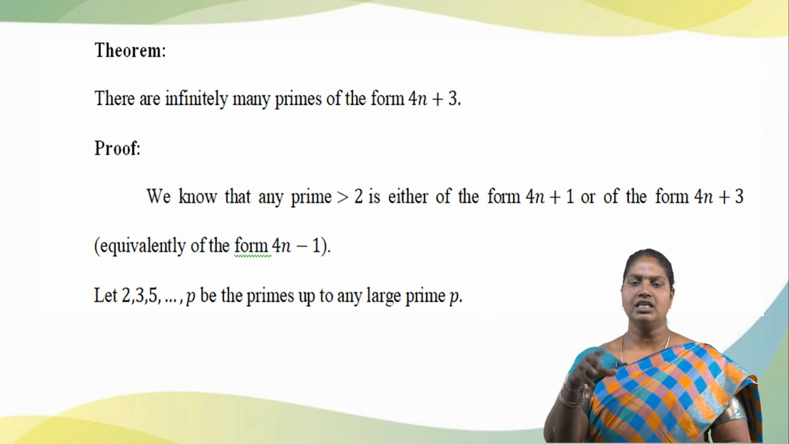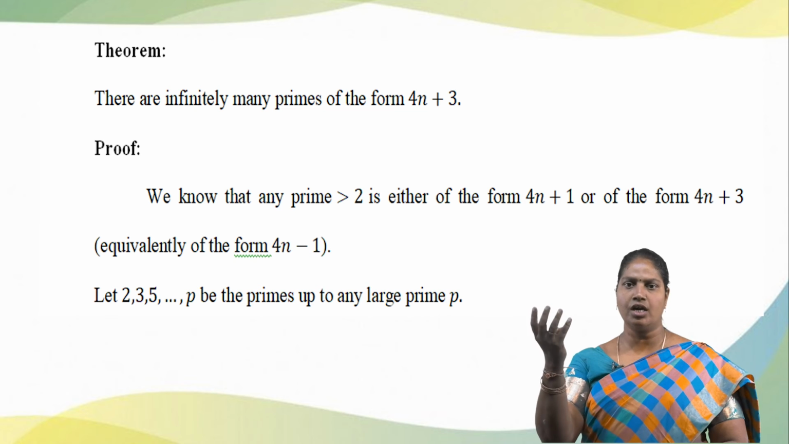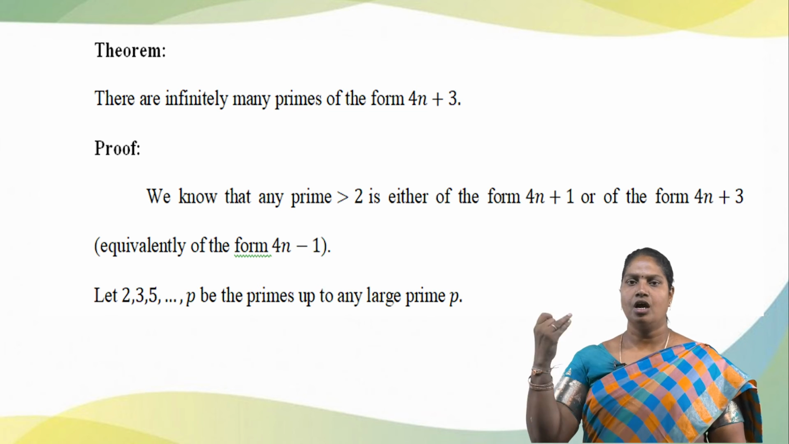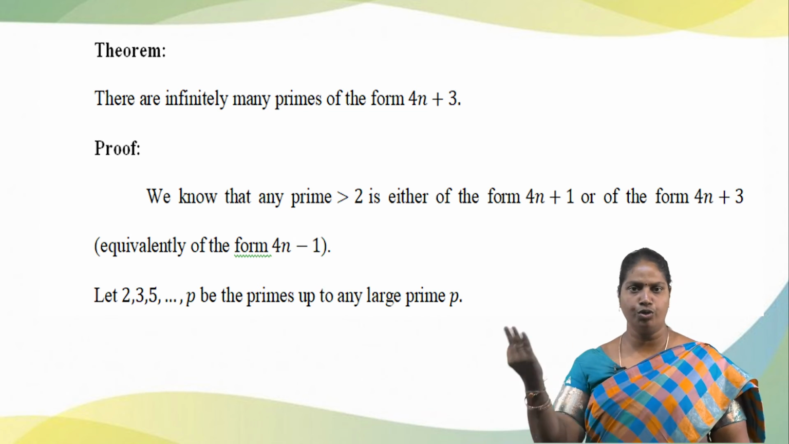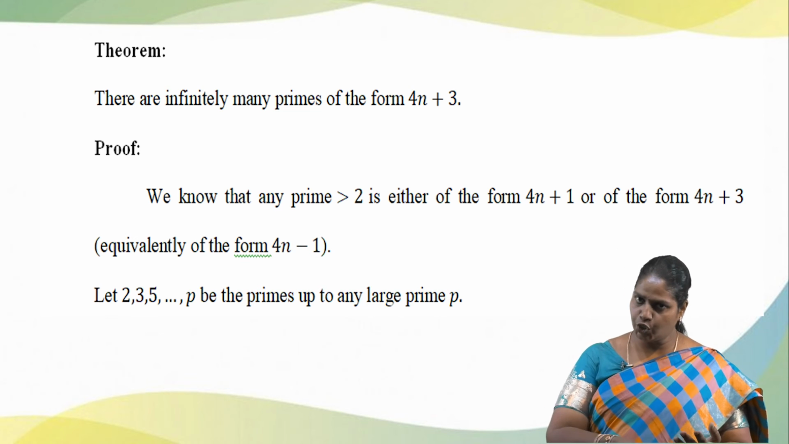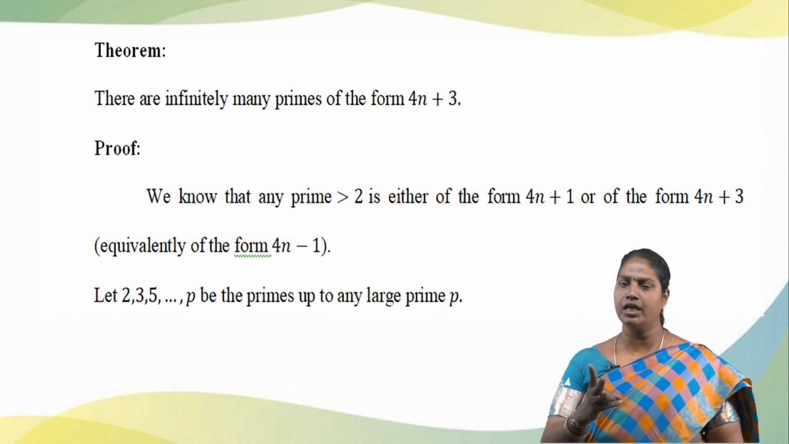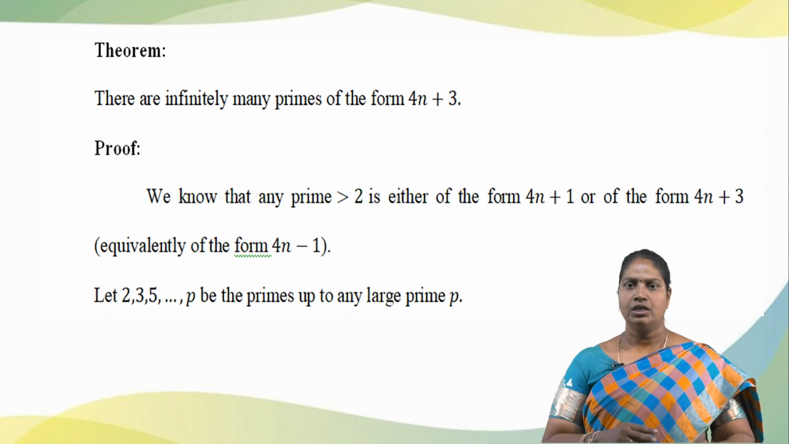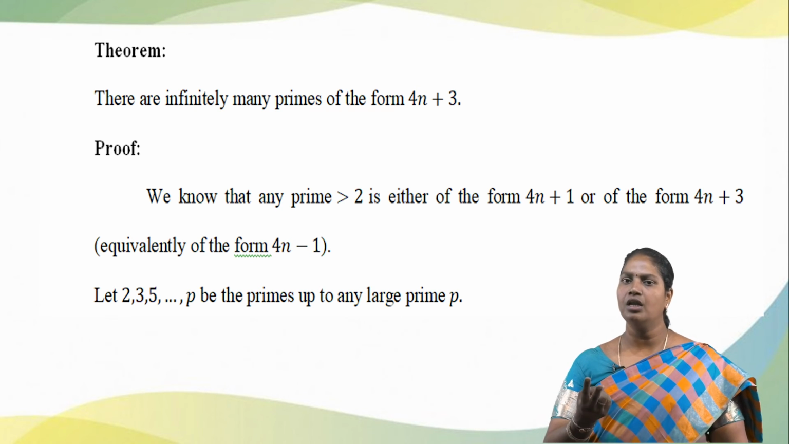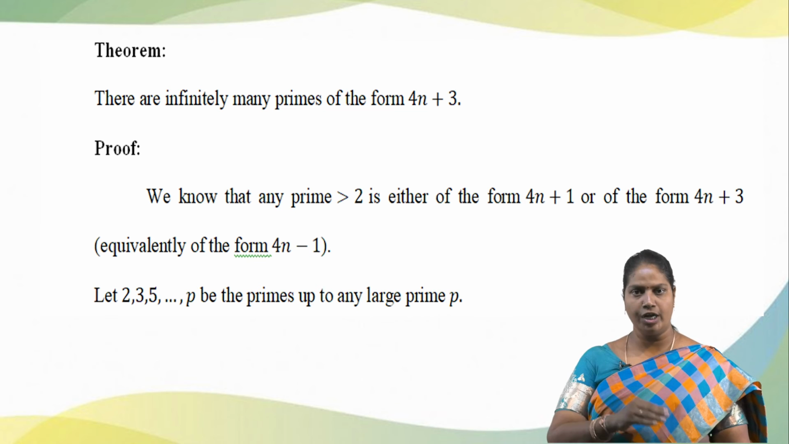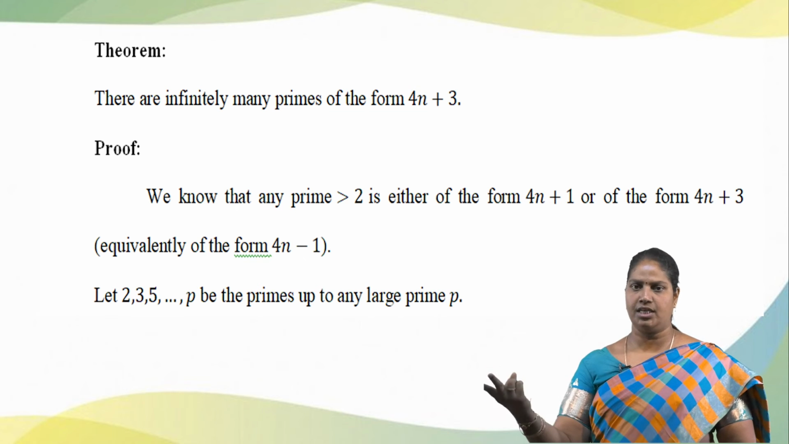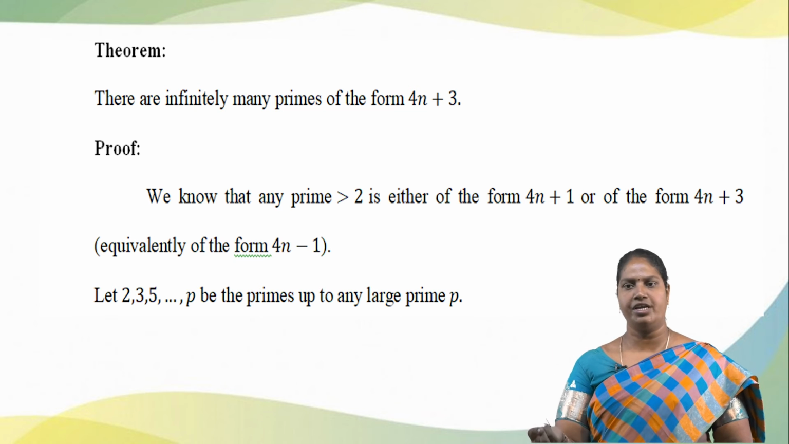So any number can be written as 4q plus r. For r equal to 0, it will be 4q; r equal to 1, 4q plus 1; r equal to 2, 4q plus 2; r equal to 3, 4q plus 3. But 4q and 4q plus 2 are divisible by 2, so they are composite numbers. So the only possible prime number expressions are 4n plus 1 or 4n plus 3. And also we observe that 4n plus 3 is an equivalent form of 4n minus 1.